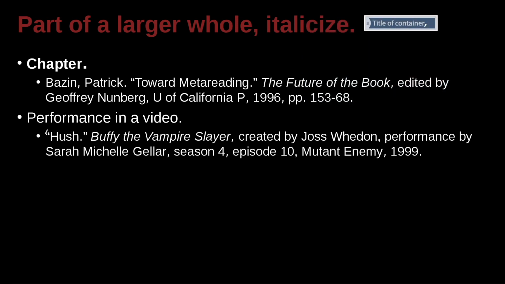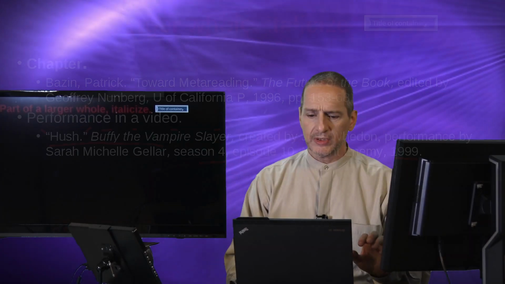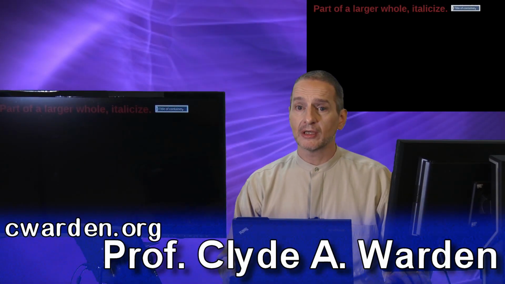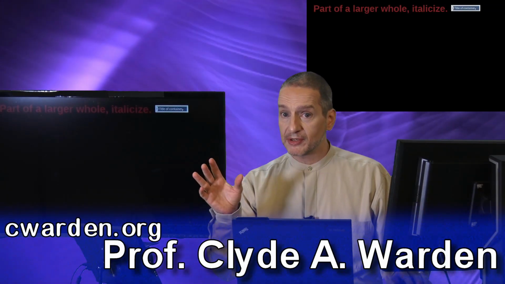So here we begin with the episode's name, Hush. How do we know this is the name? Because it's quotation marks. What do quotation marks mean? This is something that's inside something bigger, inside a container. What's the container? The container is the name of the series, Buffy the Vampire Slayer. Created by Joss Whedon, performance by Sarah Michelle Gellar. This is Season 4, Episode 1, Mutant Enemy, 1991. So in this case, I'm actually writing something about this performance from this actress in this season, in this episode, in this year.